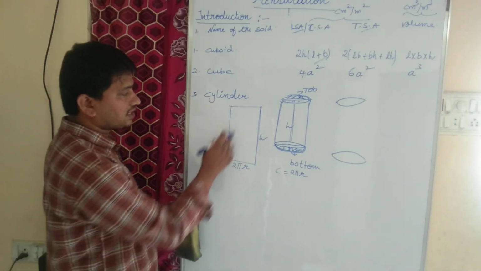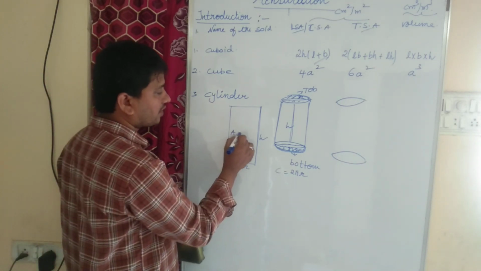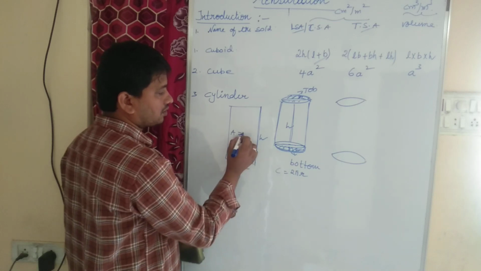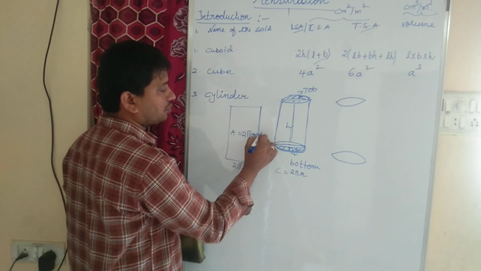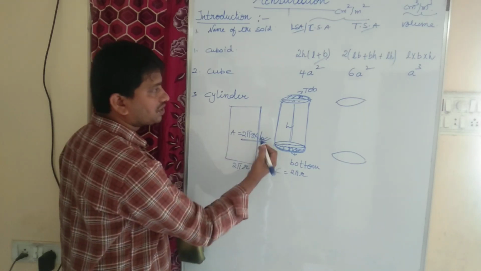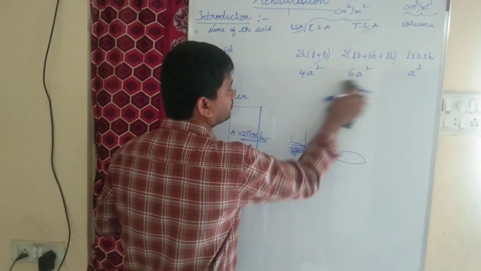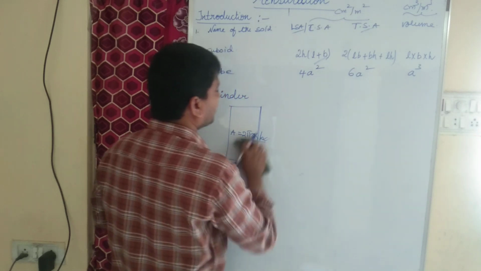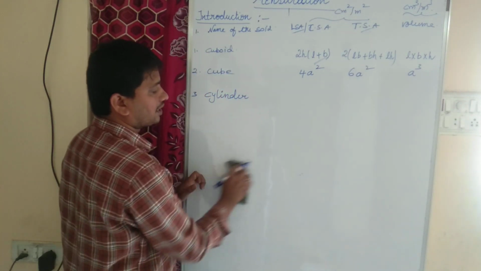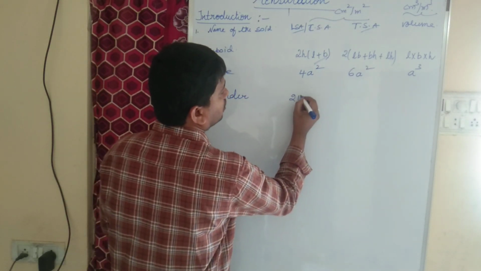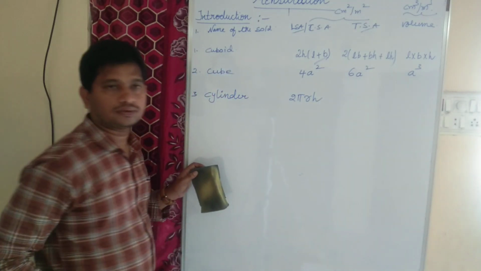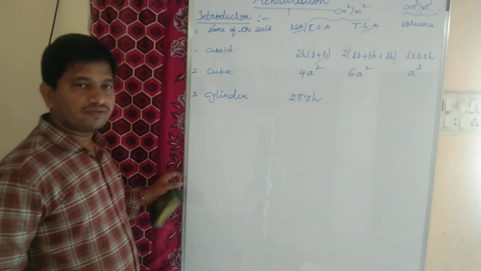So if you observe, this is our rectangle. What is the area of a rectangle? Length into breadth. So 2 pi r into h, which is equal to 2 pi r h. So children, what is the lateral surface area of a cylinder? Lateral surface area of a cylinder is 2 pi r h. Okay.